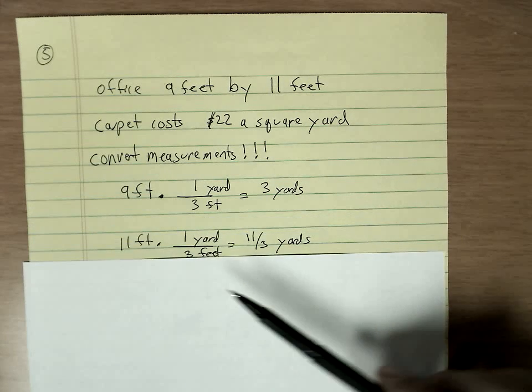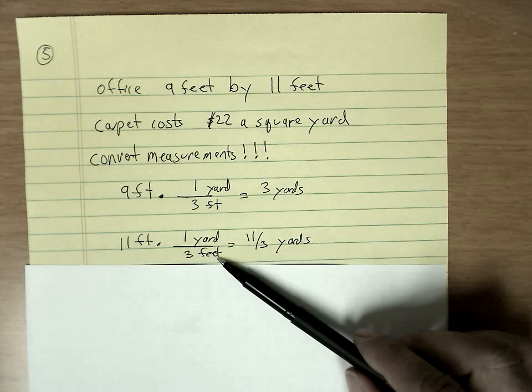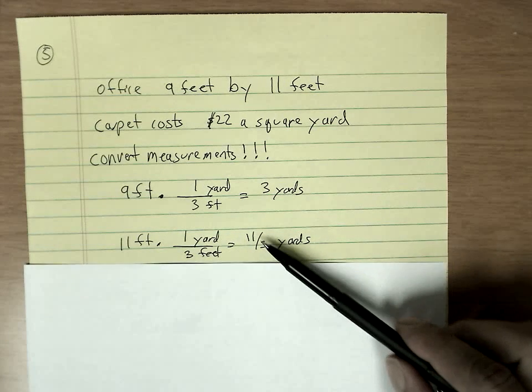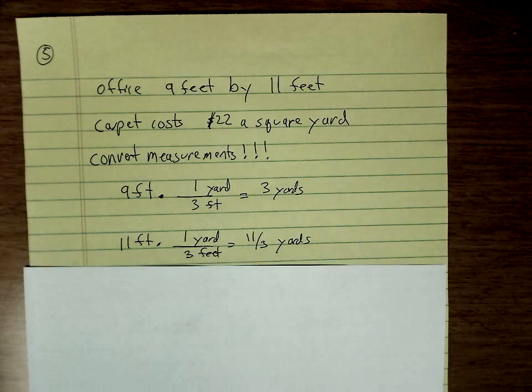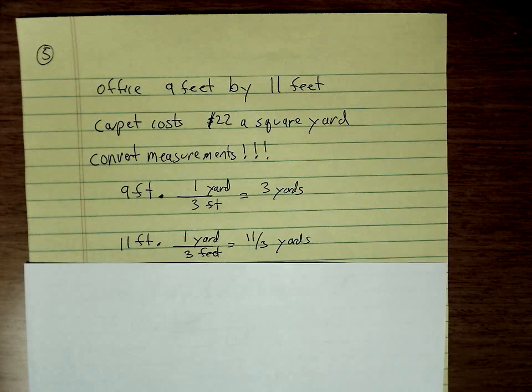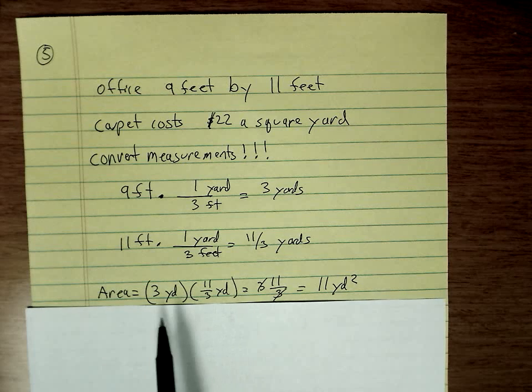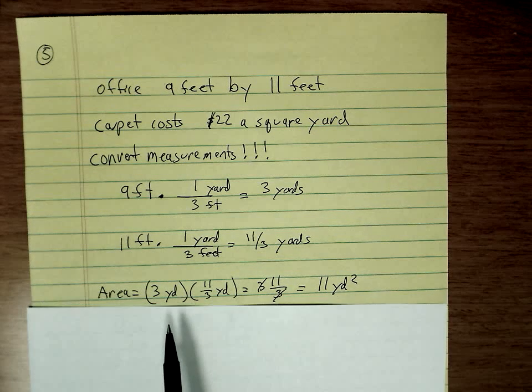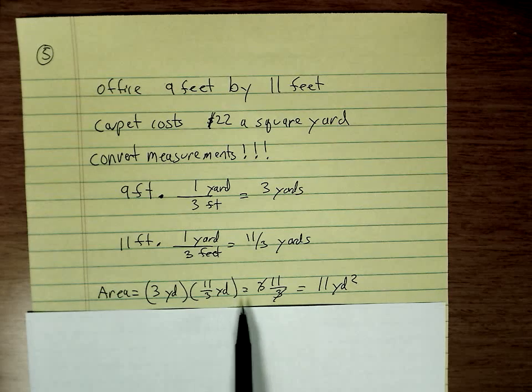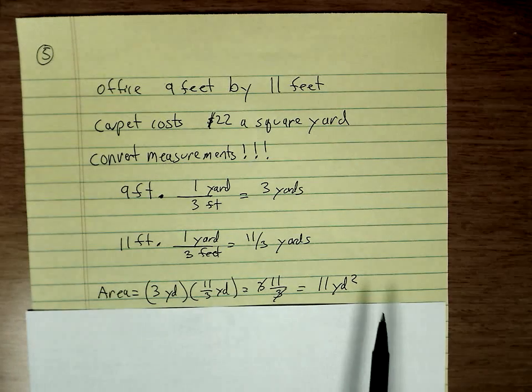That would be 3 yards. 11 feet, 1 yard on top and 3 feet on the bottom to cancel feet. 11 over 3 yards. You might use decimals on a calculator. It really won't matter for practical problems. And area is length times width, which we'll now use our new yard versions of those dimensions. 3 yards times 11 over 3 yards will give me 11 yards squared.